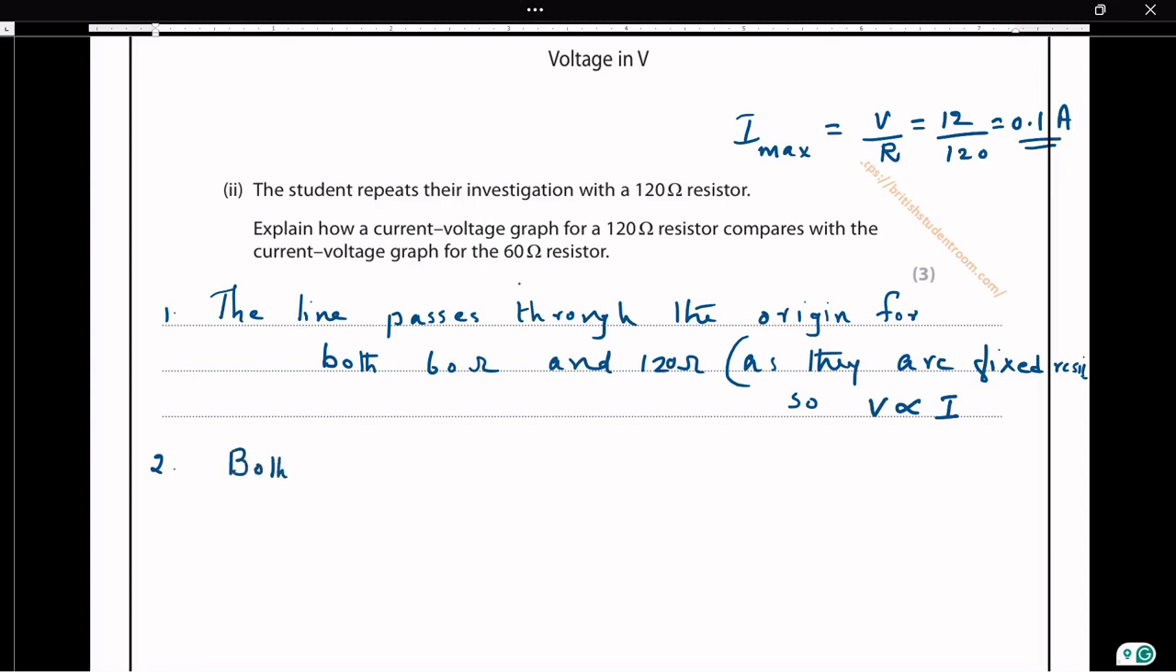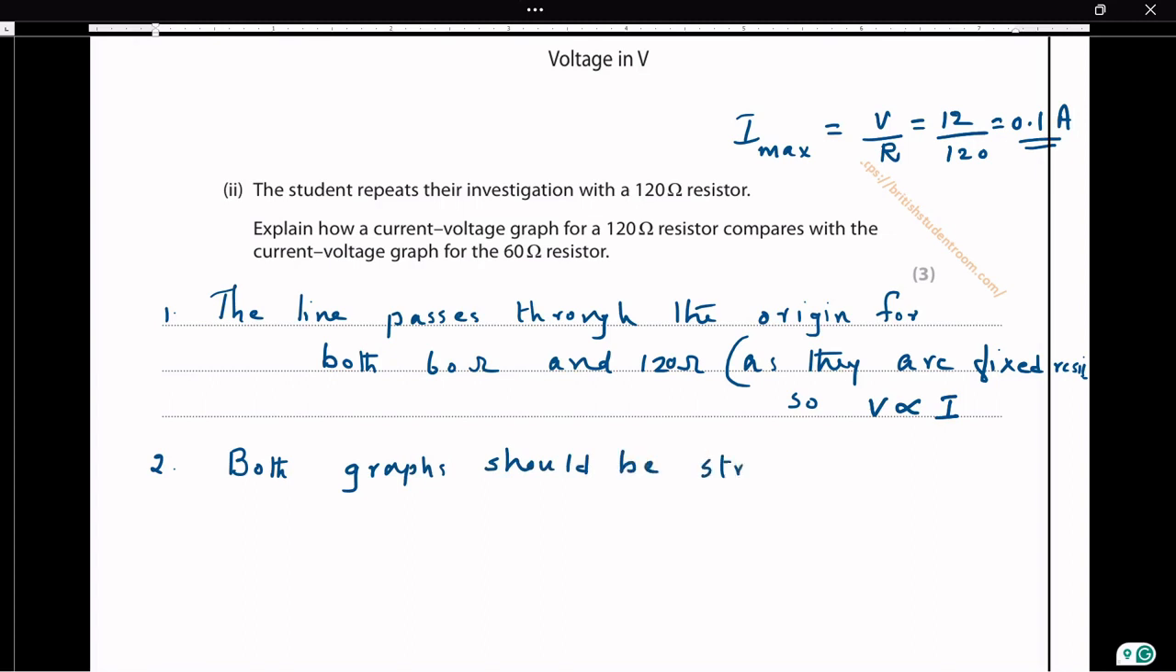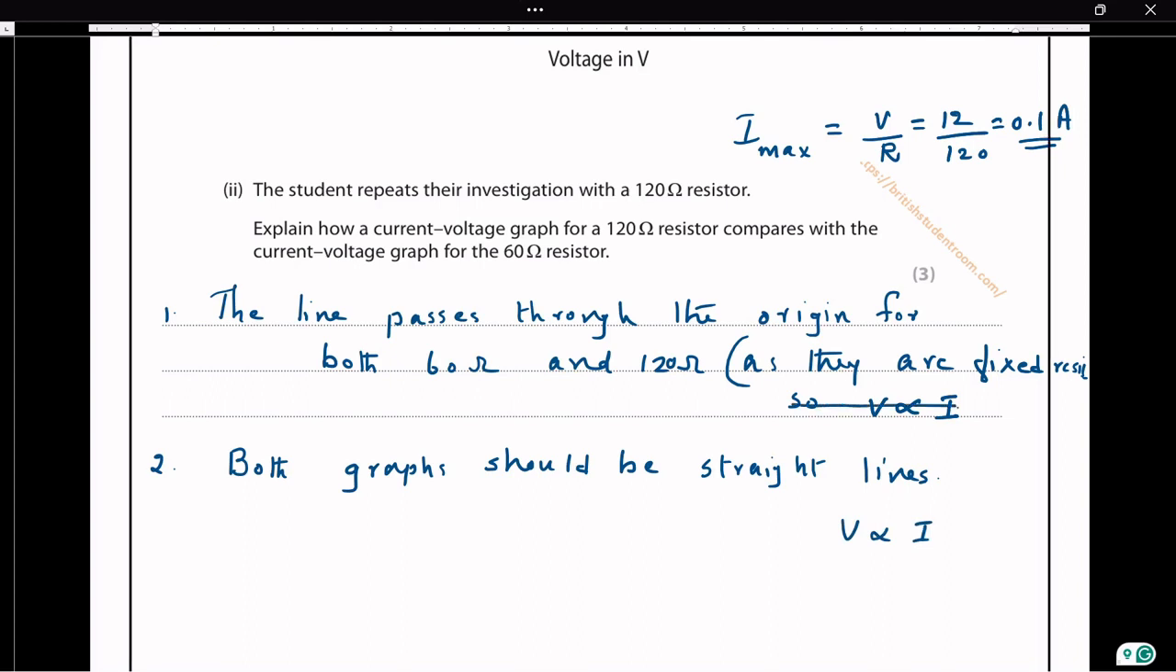Both graphs should be straight lines. For a fixed resistor, V and I are directly proportional.